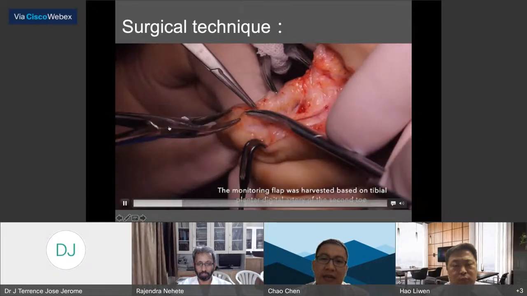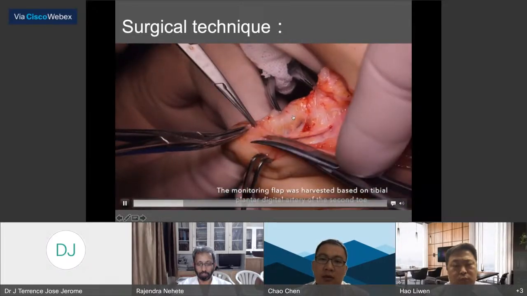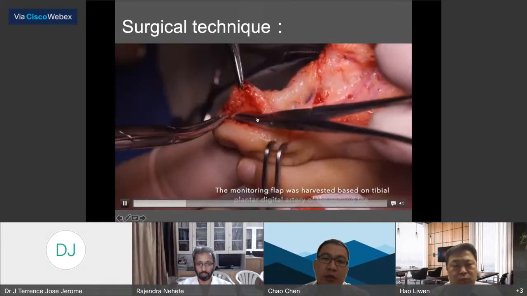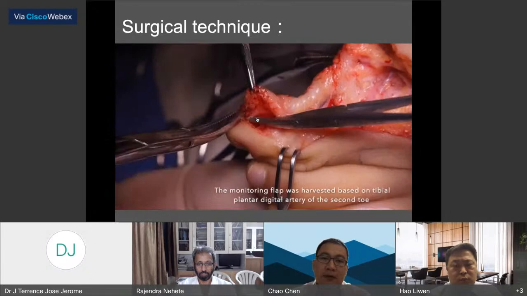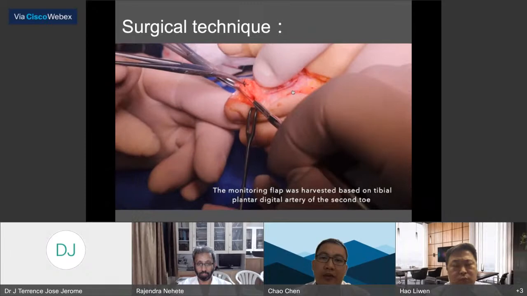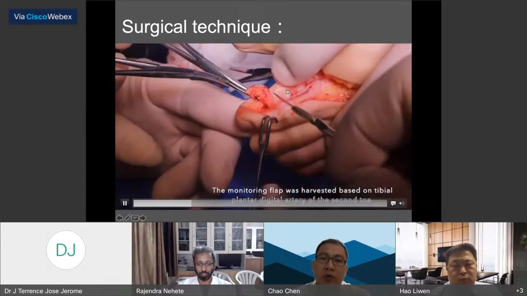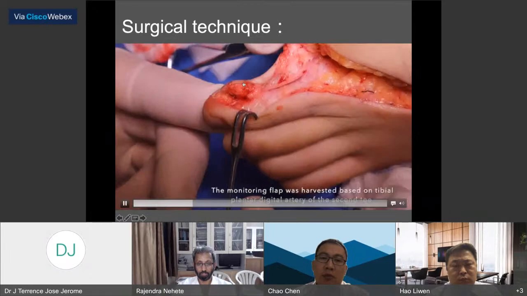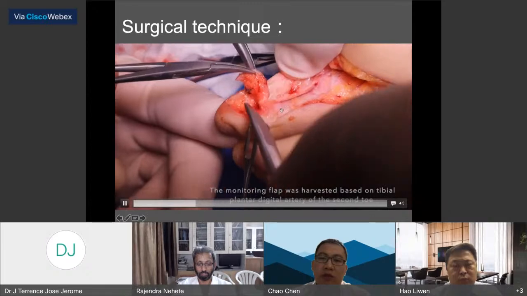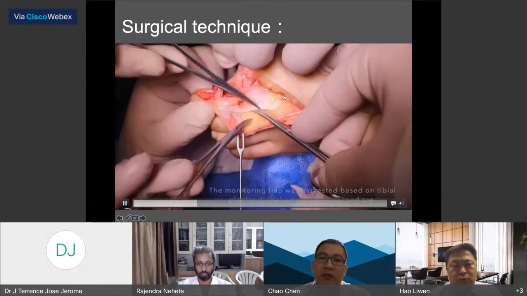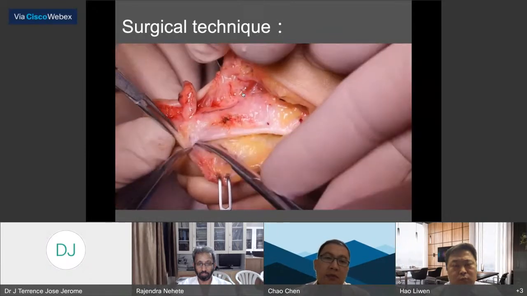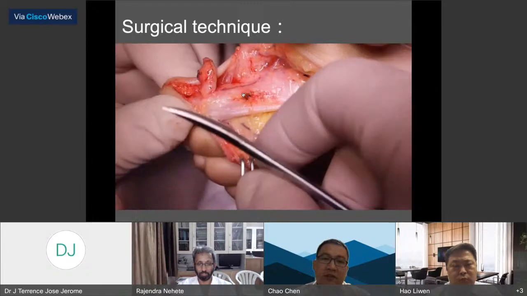Rather than designing the flap just on the joint, we change it. We change the flap to the distal part. The reason for that is we will put in iliac bone graft into the second toe, and if we put the monitoring flap here, after we insert the iliac bone graft, the skin will be too tight to close, and maybe it will result in the bone graft exposure.